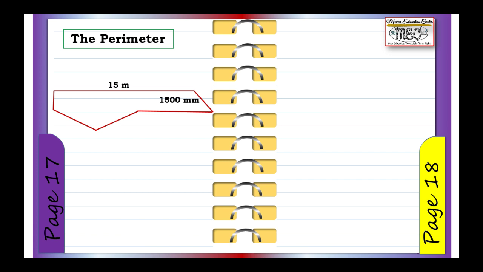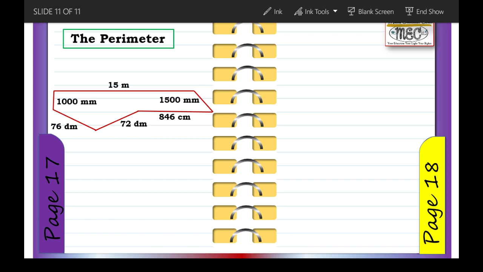The second side is 1,500 millimeters. Another one is 846 centimeters. The next one is 72 decimeters. The next one is 76 decimeters. The last one is 1,000 millimeters. And I think from your point of view, you have seen that the units are different.